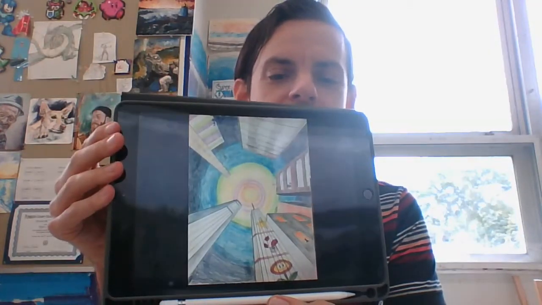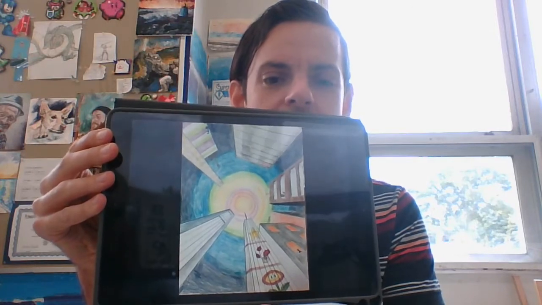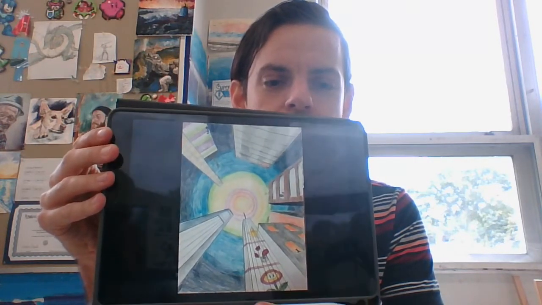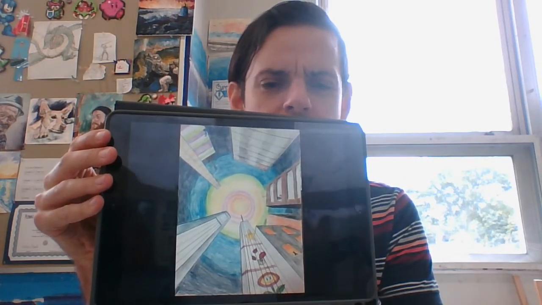Okay? And then in fourth grade, if you remember, we did this project called Skyview Skyscrapers. And that was also using one-point perspective to show distance, but sort of in a different way. Now this year, we're going to be taking it up a notch. We're going to be looking at two-point perspective.